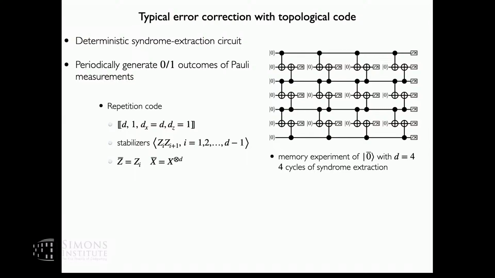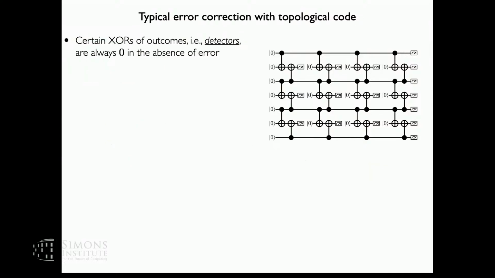And in this little demo, we are trying to preserve this logical 0 state with a distance 4 repetition code. And we perform 4 cycles of syndrome extraction: 1, 2, 3, 4. We have 4 data qubits, 1, 2, 3, 4, and we have 3 ancillary qubits. Each time there will be 3 measurements: 1, 2, 3. And in the end, we just measure each of the qubits in the Z basis.